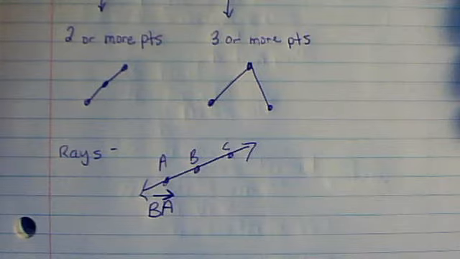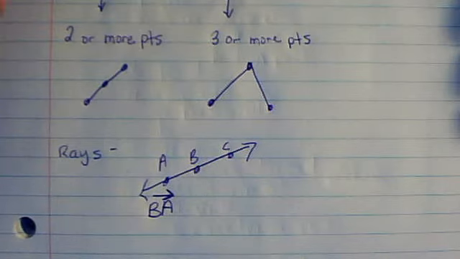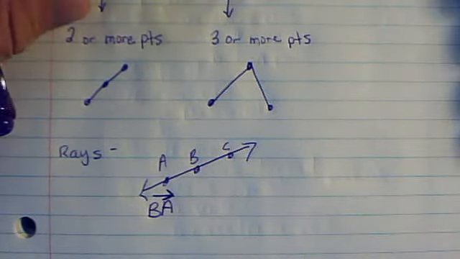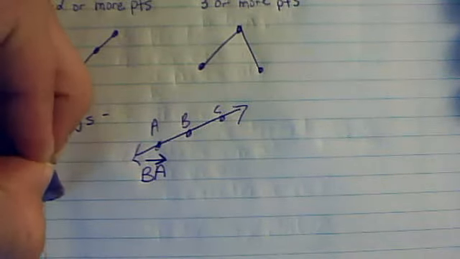If you just put BA without the actual ray above it, okay, I'm not going to give you credit for it. I'm going to count points off. I'm understanding that you're talking about from B to A, but I don't know whether that's the segment BA or the ray BA, so you need to be specific about that. Okay? And that also holds true with segments.